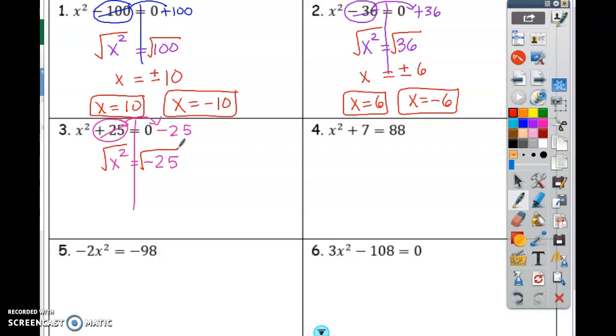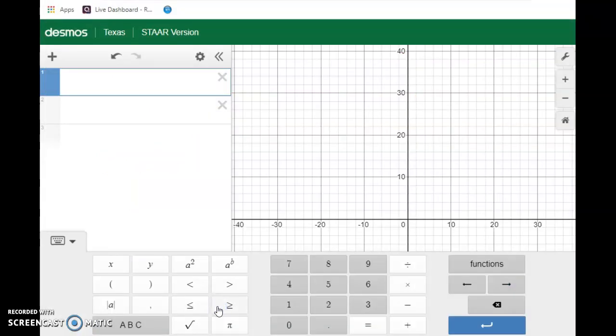You cannot. And if you don't believe me, put it in Desmos. Okay, so let's put the square root of negative 25 in Desmos. Square root of negative 25. Undefined. That means it cannot be defined. It cannot be done. Don't do it. So why does it say that?